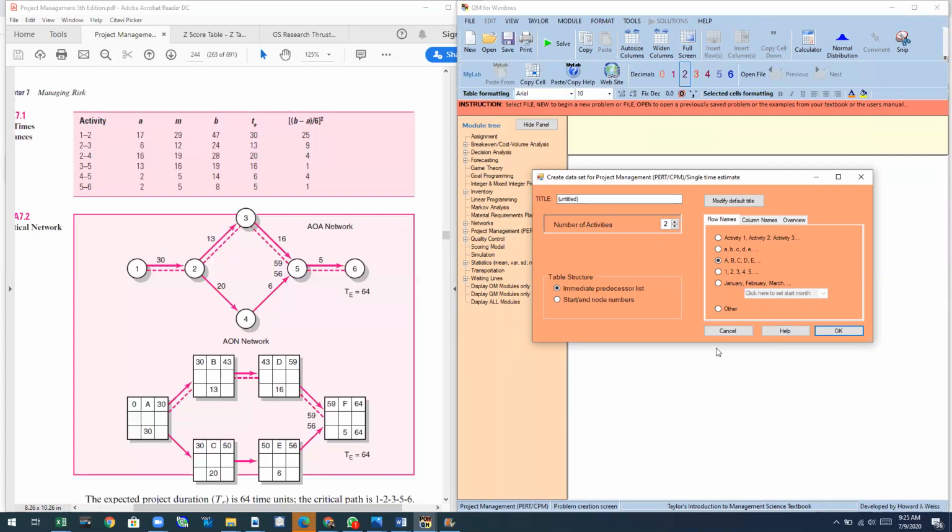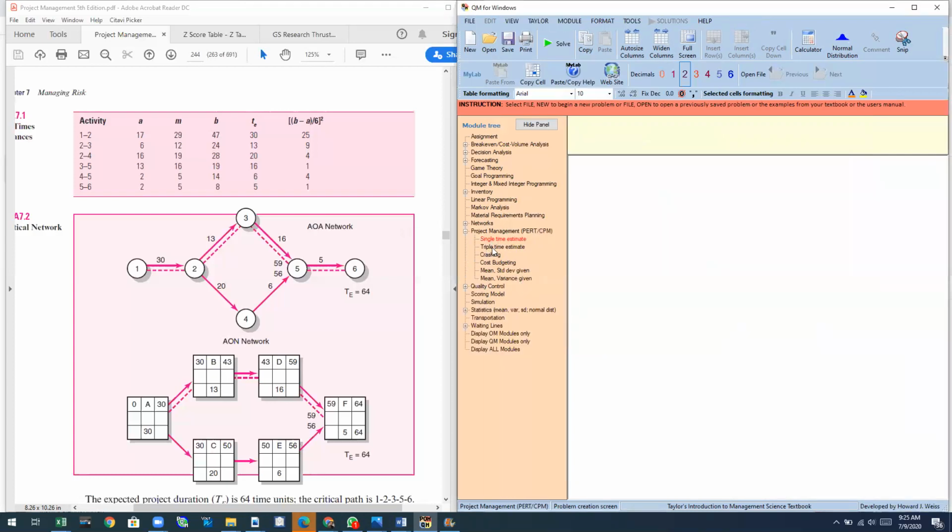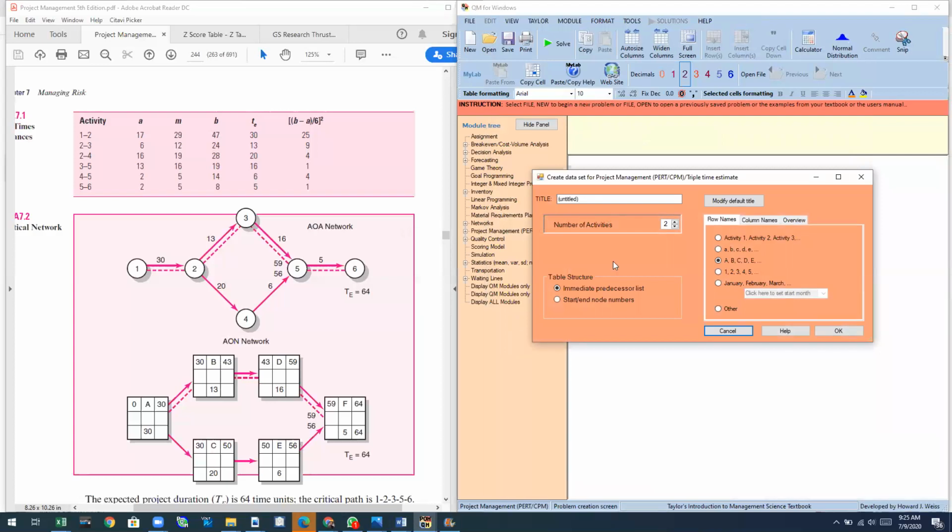Well, sorry, this is not single time, this is triple time estimate. But if you use this data as represented by this table, it will actually ask you to use start and end node numbers. If you're using information from here, then you will need to use immediate predecessor list. But let's use this one here, yeah?